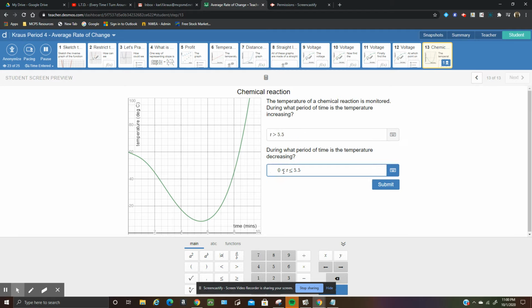All right, so that's the rate of change Desmos activity. If you didn't finish it in class, then you can watch this video and get a better understanding of rate of change.